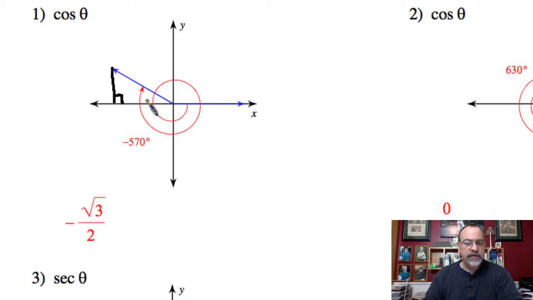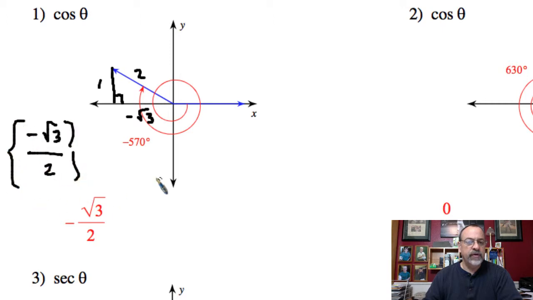So that's a 30-60-90. In a 30-60-90, we know that the smaller side opposite 30 is a 1. The side opposite the 60 is radical 3, and because it's left here, it's negative, so this is negative radical 3, and the hypotenuse is 2. So to write the cosine ratio, I simply take the adjacent side, which is negative radical 3, over the hypotenuse, which is 2, and you can see that's my trig ratio.